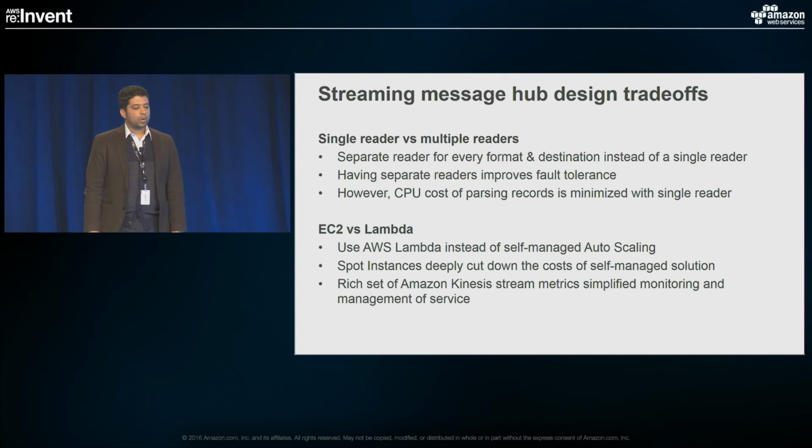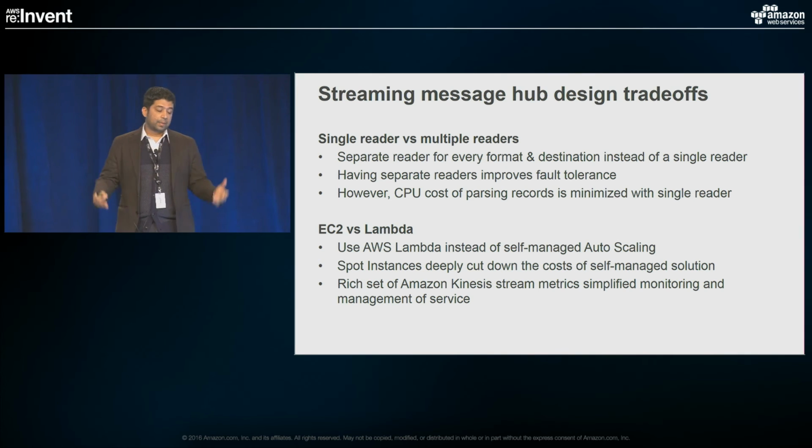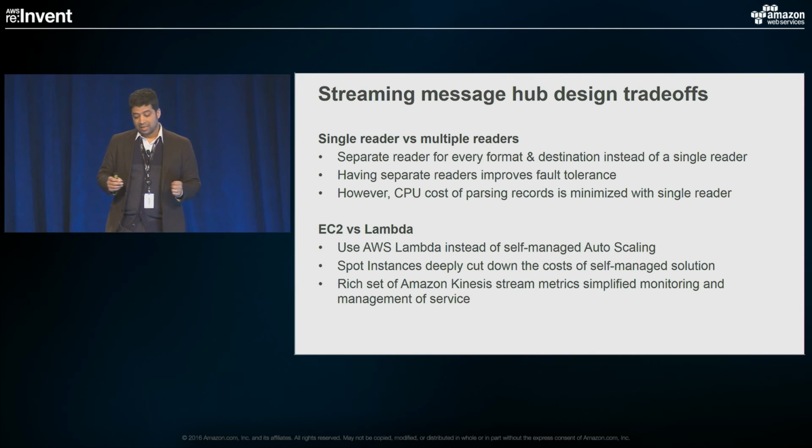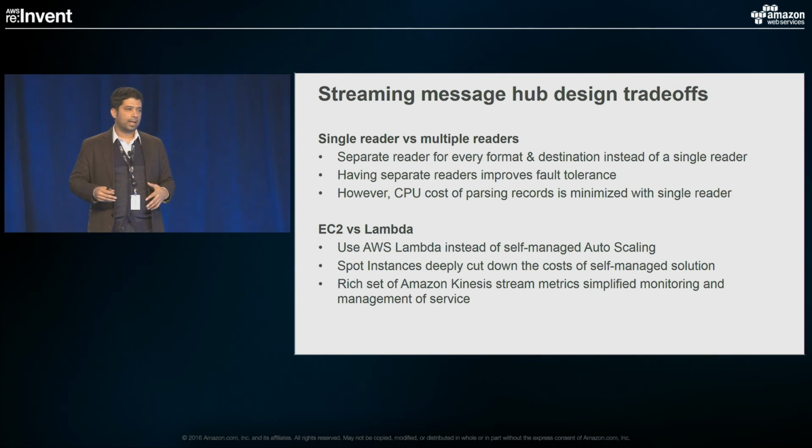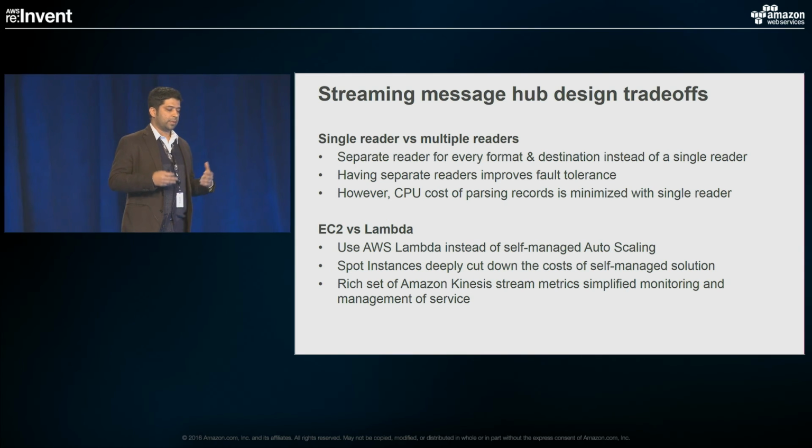So now I want to go over some of the trade-offs that we considered in the design of the Streaming Message Hub. We went ahead with a design where we have a single reader for every combination of format and destination, as opposed to having multiple readers. Having multiple readers obviously increases the fault tolerance of the system. There's no more a single point of failure. However, in our application, it turned out that the CPU cost of uncompressing and unparsing protocol buffers was pretty significant, and we really couldn't justify paying the cost for it multiple times in different readers.